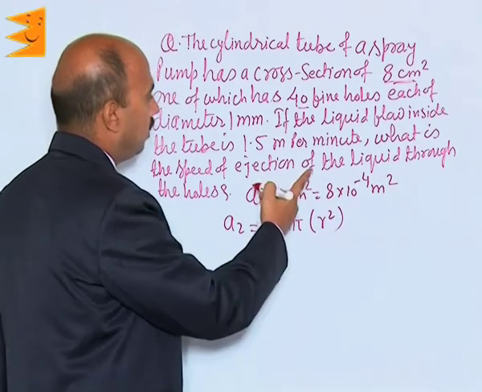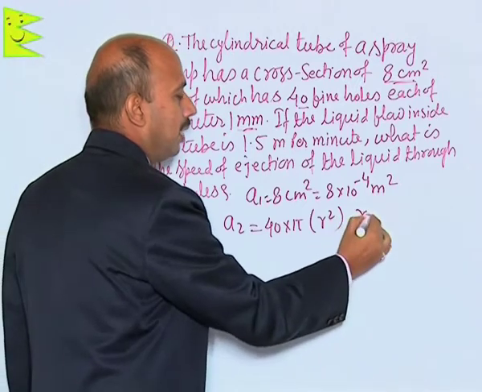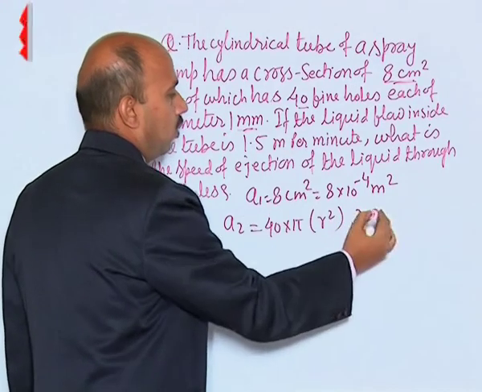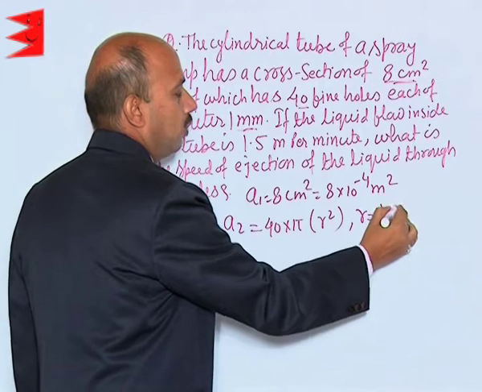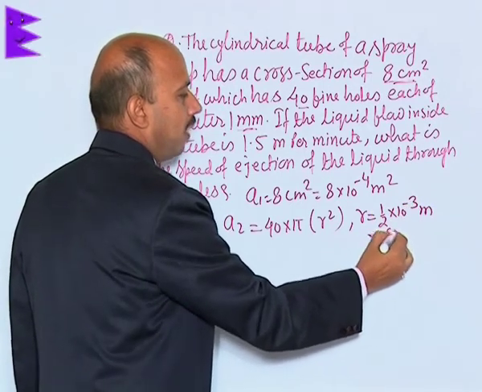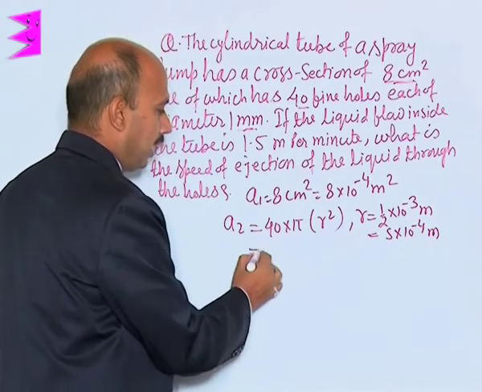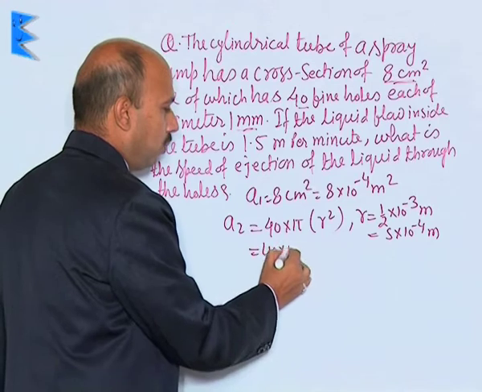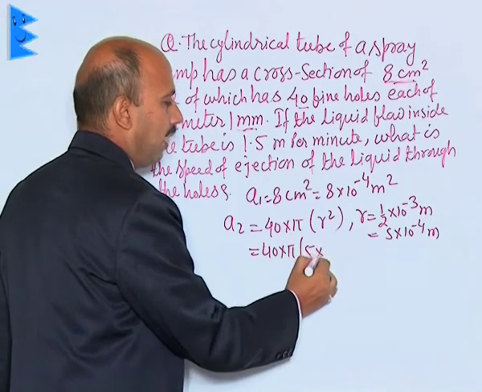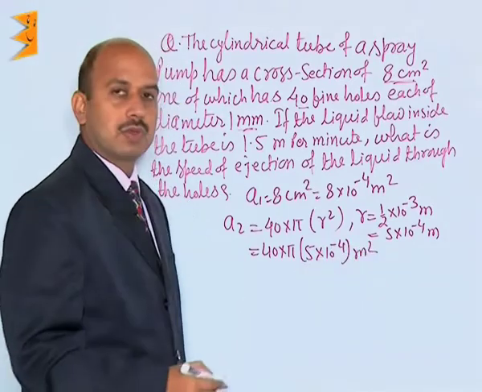So we can write 40 into pi into r square. The diameter is given to us, 1 millimeter. So r can be written as 1 by 2 into 10 raised to power minus 3 meter, and that is 5 into 10 raised to power minus 4 meter. So we can write 40 into pi into (5 into 10 raised to power minus 4 meter) square.